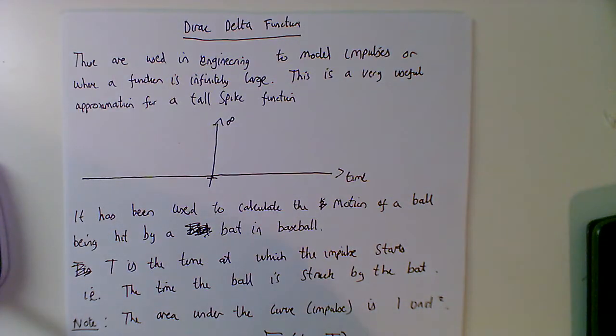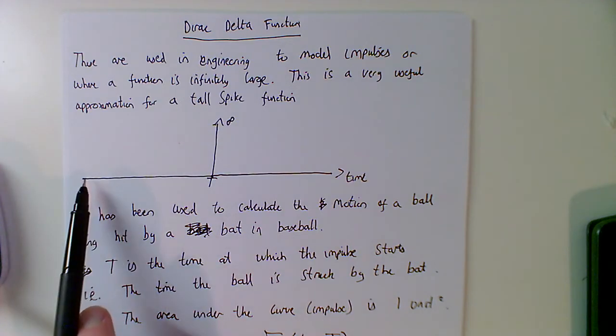Okay, so today's lecture we're actually going to look at is the last section on Laplace transforms, and as I've probably said to you before, the last really, really tricky thing we'll be doing in Engineering Maths 5. Yeah. So the Dirac delta function is used in engineering and other areas to model impulses, or where a function is infinitely large for a very small amount of time. So this is very useful for approximating tall spike functions.